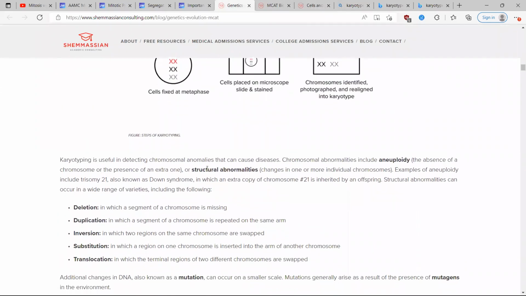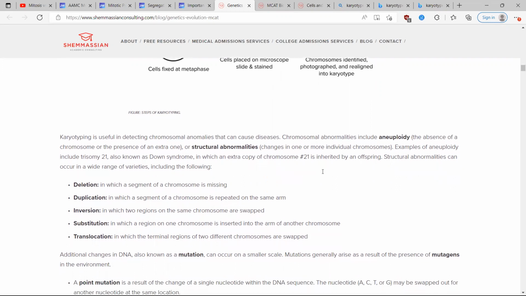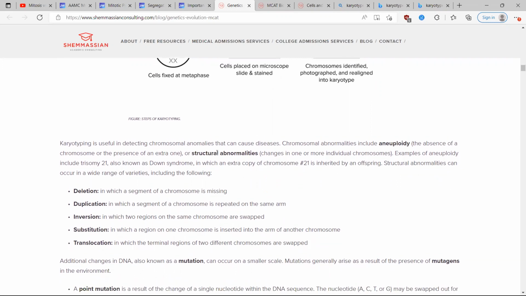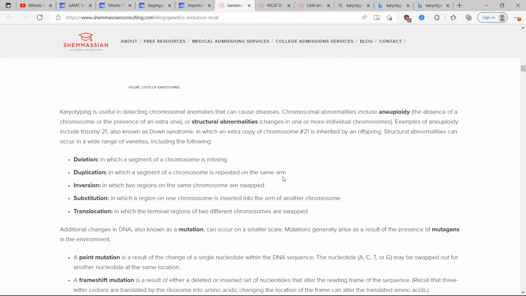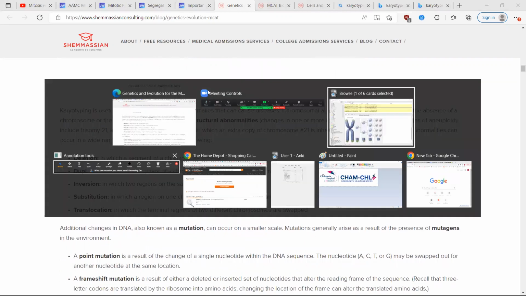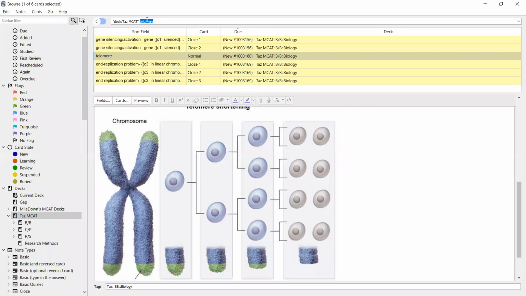So we can talk about these abnormalities. Yeah, so aneuploidy is the specific word. When we say ploidy, ploidy basically means the number. And aneuploidy means that there's an absence or a presence of an extra one, like something abnormal. And we can also have, rather than the numbers, abnormalities in the structures of the chromosomes themselves, right? So if we look at, let's see.